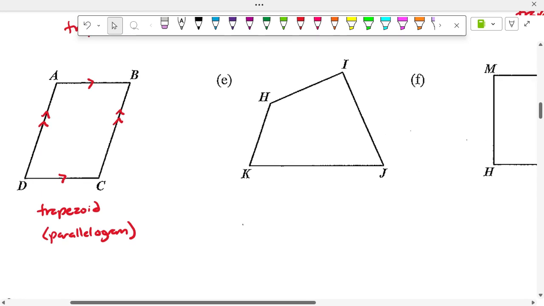Now, E. Do any sides appear to be parallel? No. Does this appear to be any type of special quadrilateral? Which one? Nope. It can't be an isosceles trapezoid if it's not a trapezoid. It could be a kite if you turn it the other way, or it could just be a regular old four-sided shape, a quadrilateral. We don't know. We don't have enough information.